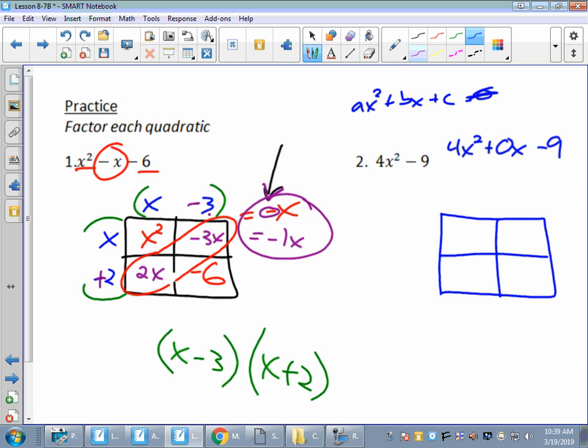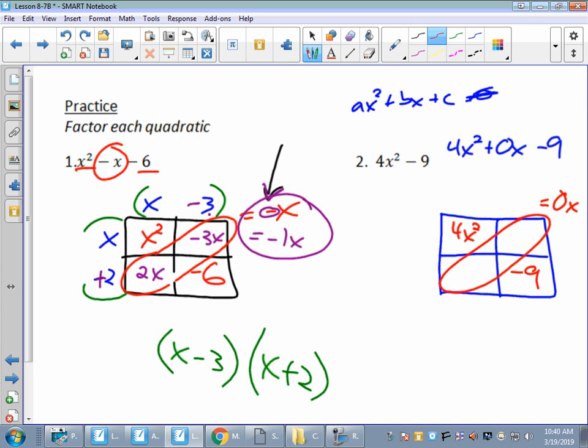Draw my grid here. First term, 4x squared, goes in the top left. Last term, negative 9, goes in the bottom right. And then we're trying to get numbers that are going to add here to make a 0x. So we're hoping that they get stuff to cancel out here.